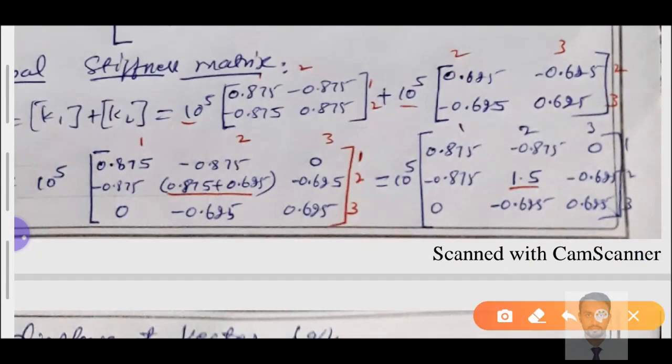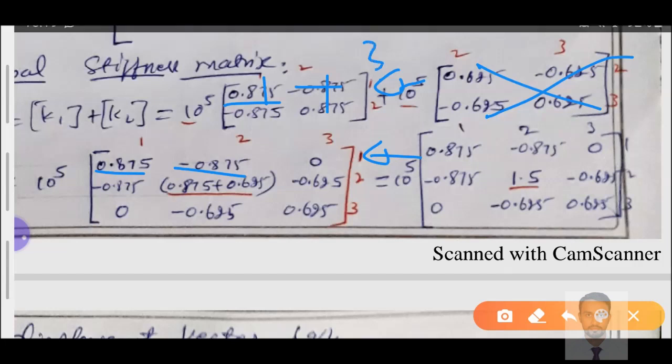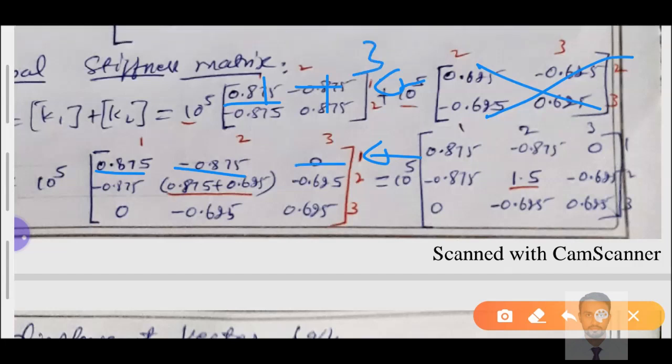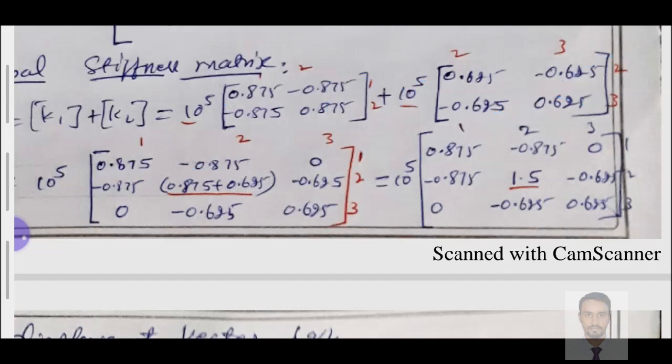Now we need to take a 3 cross 3 matrix here. As usual, find the first row where it is exactly here. We have the first row, first column value, that is 0.875. First row, second column is here, so minus 0.875, but first row, third column we don't have, that is equal to 0. Similarly, I'll go with the second row, first column, second row, second column, second row, third column. All these values we will get now.